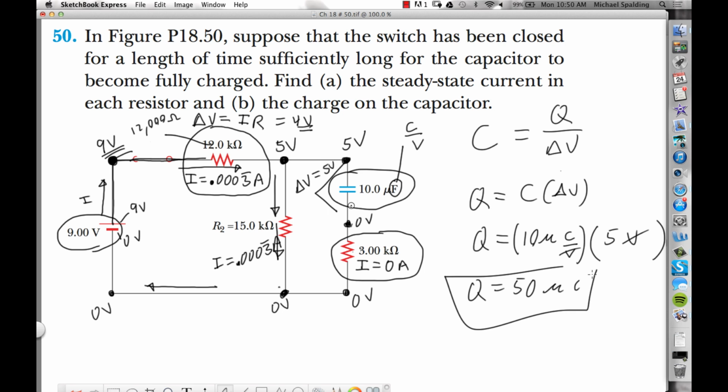Alex? So if you had like a light bulb after a capacitor, it wouldn't turn on? Because there's no current through it. Yep.